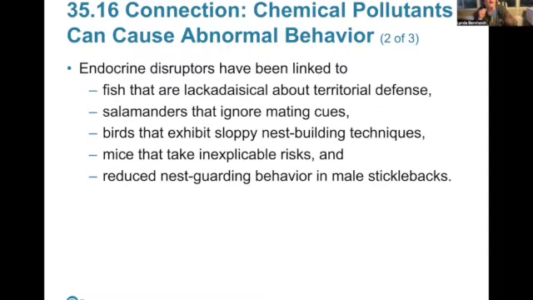So endocrine disruptors have been linked to fish that just don't care about their territory, salamanders that will ignore mating cues, birds that don't build the nest properly, and mice that just don't care. So when it says inexplicable risks, it's like they're not afraid of cats or anything. And then the male stickleback not actually keeping track of their nest. How this happens has to do with all the crap that is ending up in our water system. The stuff we are pumping out is actually turning parts off on a lot of the animals.